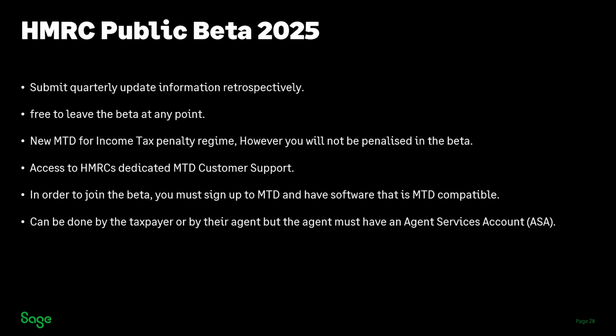Right, so it is this slide, right? Okay, that's fine. So the beta began in April this year, but you can join the private beta at any point during the tax year. Just because April has passed doesn't mean you can't participate. It will mean that you will need to submit quarterly information retrospectively.